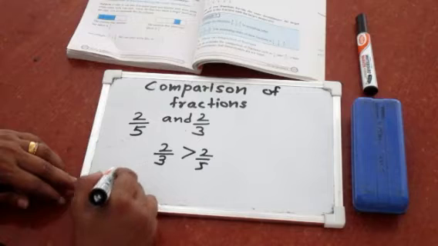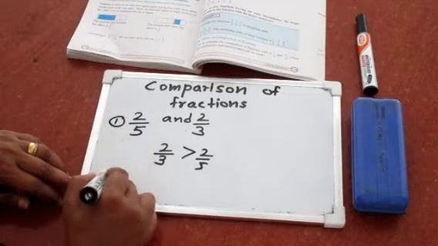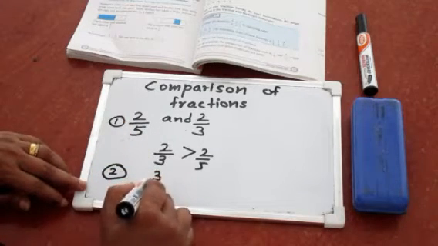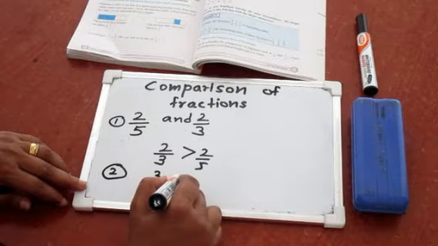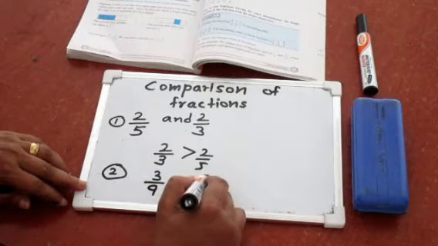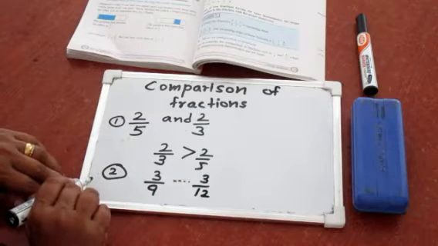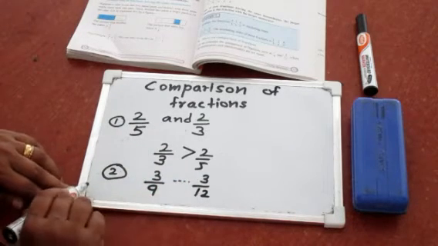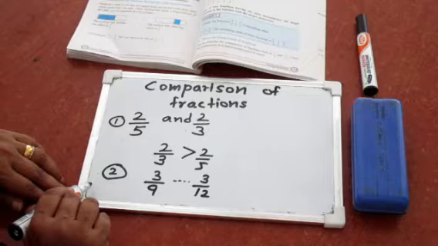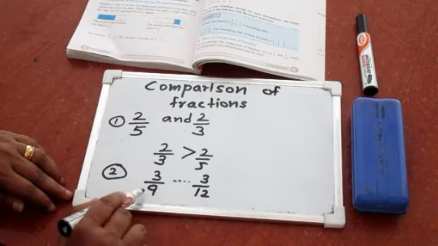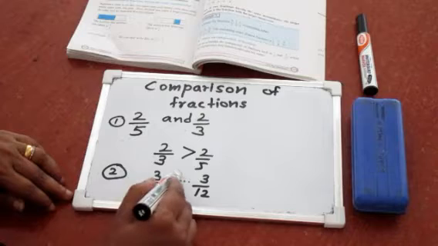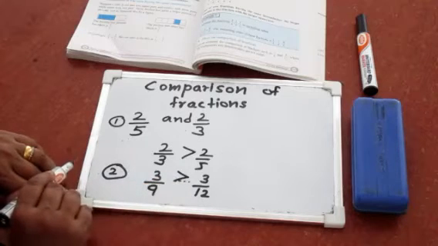Now see this example. Example 2, 3 over 9 and 3 over 12. Then what is the largest fraction? Using this symbol, connect 3 over 9 and 3 over 12. Select the least denominator. The least denominator has the largest fraction. Therefore, this is the largest fraction.